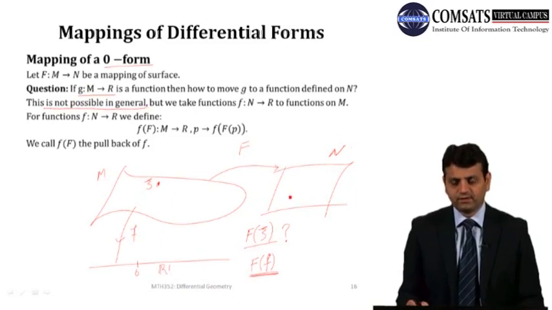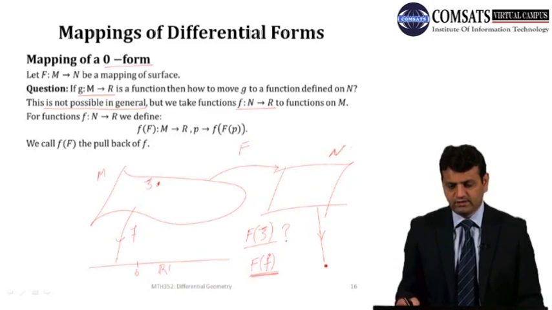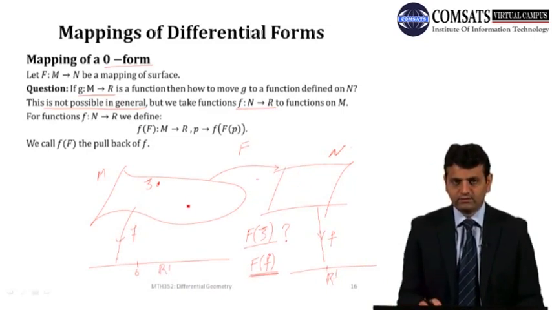but one thing can be done, which is if I take a function which is a zero form on N, so it is a function which takes values of N to the real line, then I can pull back. So I'm using the word pull back because the direction of f is from M to N, but I am pulling back the zero forms on N to zero forms on M, and how will I define this?